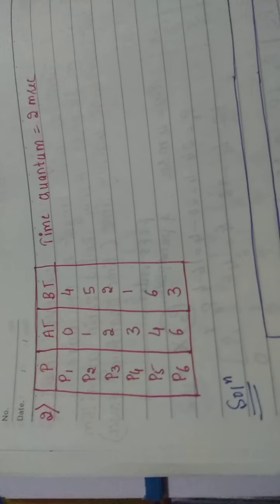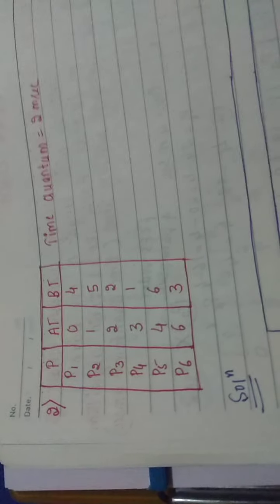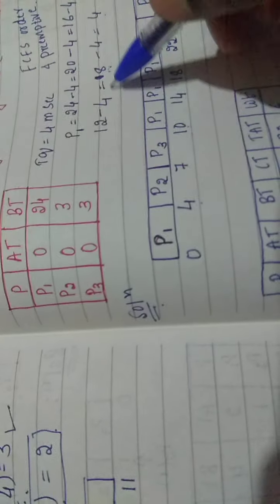We'll see our second problem in round robin. Before that, in the previous round robin, while writing 8, I mistakenly wrote 18. It's 8 only. Okay, the remaining are all correct. But in words I said 8, while writing I made it 18. So I made a scratch.